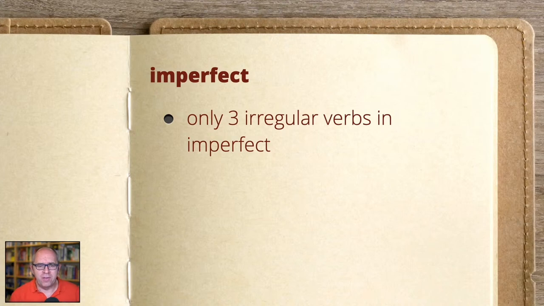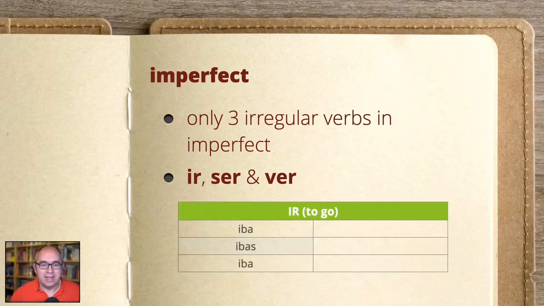Only three irregular verbs in the imperfect, and these are ir, ser, and ver. And once again, once you get past the stem part, once you get the form of them, they are very regular. They follow exactly the same pattern as these other verbs. So, ir: iba, ibas, iba, íbamos, íbais, iban. I was going, you were going, he, she, it, you polite were going. Íbamos, íbais, iban: we were going, you all were going, they were going.